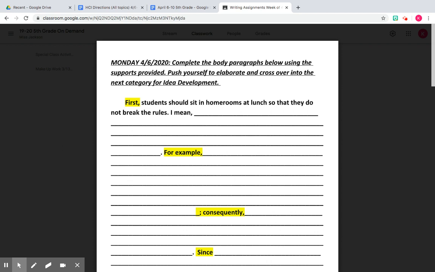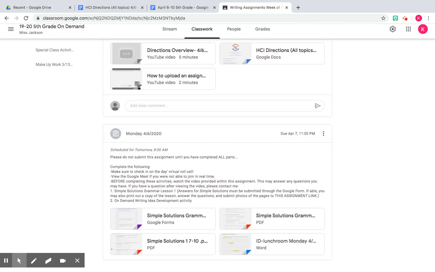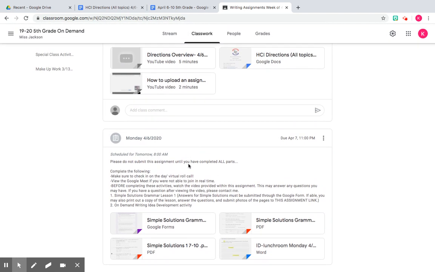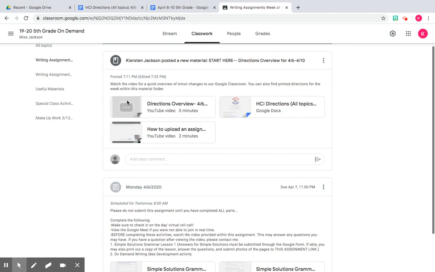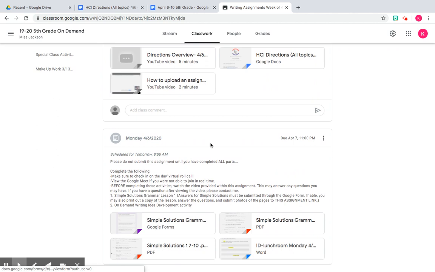Now, Tuesday through Friday, these are going to look a little bit different. You will not be given the supports. You're going to actually be given a prompt and you are going to get to come up with the supports yourself. Okay. And again, this should make a copy for you and you should be able to just type directly into the Google document. If you have any questions, please let me know. There are lots of new videos and things posted on the teacher website, but they're also here in the Google Classroom under useful materials. So if you have any questions about this activity, please contact me and I'll help.